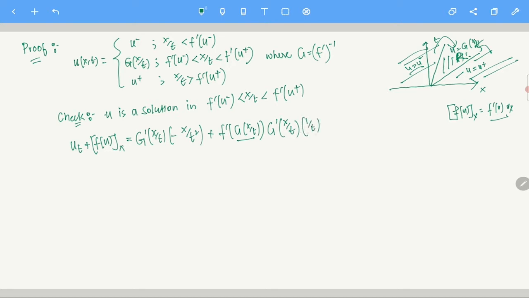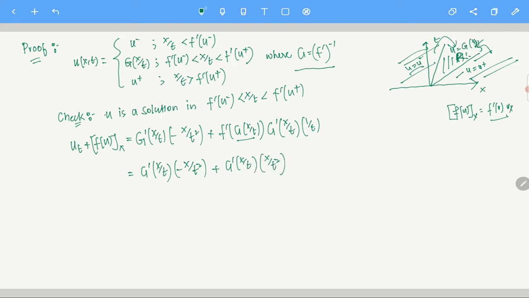Okay, the derivative of x by t with respect to x is 1 by t. I hope this is clear. Okay, so now you see what is happening here. Let us write it down. It is g prime of x by t minus x by t square. And you see what is g? G is f prime inverse, clear? So f prime of f prime inverse of x by t, that is 1. So essentially I am left with g prime of x by t times x by t square.